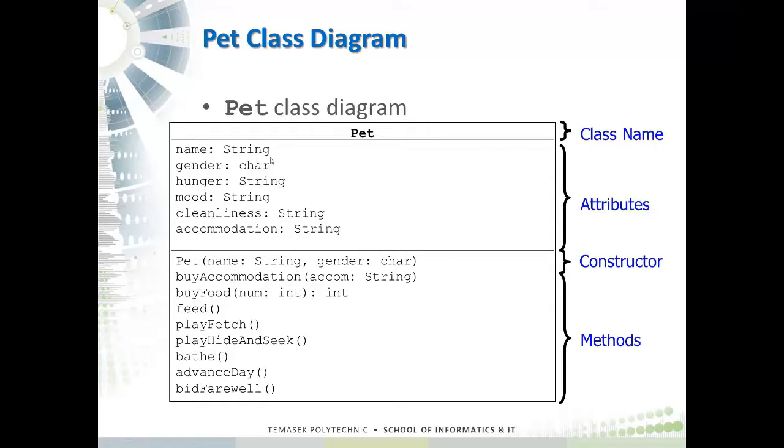As our OOPG teacher or lecturer or tutor, whatever, as our teacher has said, the crossover method: when you see the words name colon string, it basically means they want you to write private string name, private char gender, private string hunger, private string mood, so on and so forth. Whatever is on the right goes to the left, and whatever is on the left goes to the right.